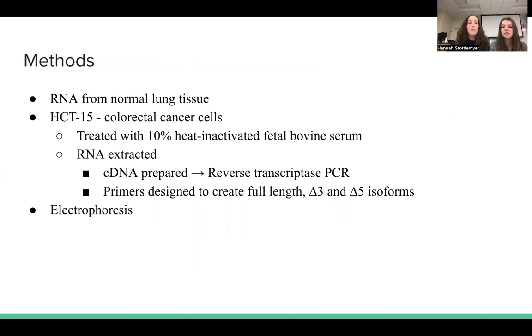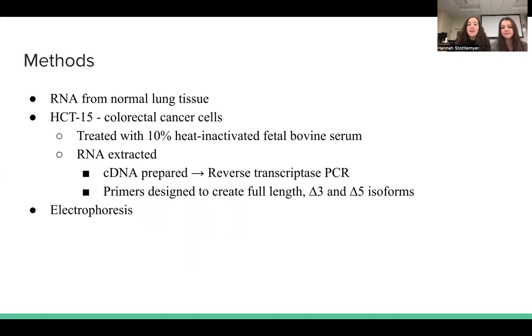As for the methods to start, RNA was extracted from normal lung tissue so that there could be a control group of normal cells that the experimental group can be compared to. And then secondly, the HCT15 cells, also known as colorectal cancer cells, were treated with 10% heat inactivated fetal bovine serum, and they were also grown under standard cell culture conditions in order to grow those cells so that they would be able to extract the RNA to then compare to those of the normal cells.